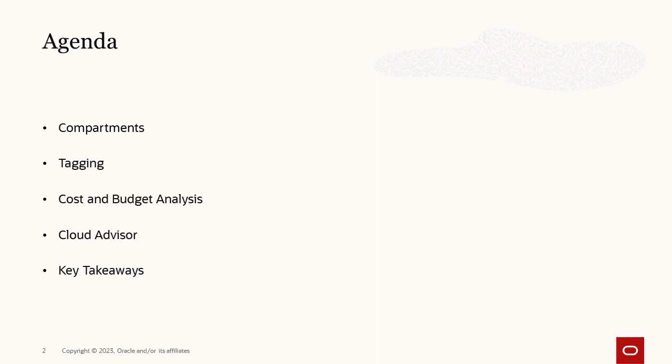Cost and budget analysis: being able to create, save and analyze your cost analysis reports using the cost analysis dashboard, as well as how to set up budgets and how to use them. We'll also be going over our recommendation engine called Cloud Advisor, which will recommend different ways for you to save on costs, performance, and more. Lastly, we'll talk about the difference between quota policies and service limits and how you can use them to make sure you're not over-consuming.